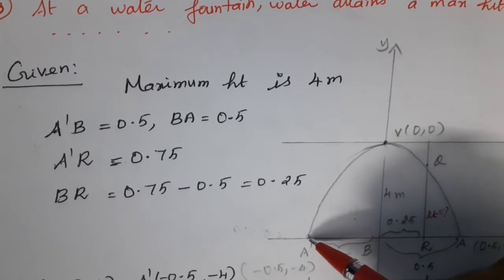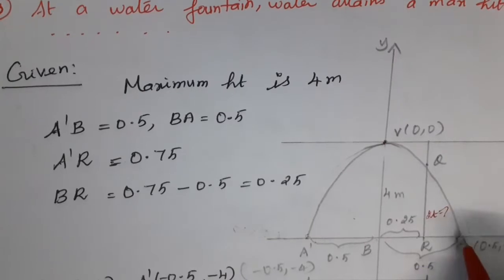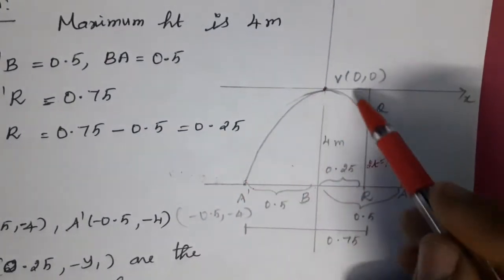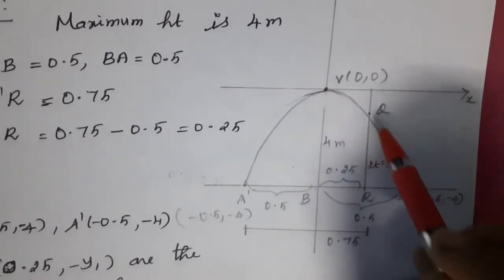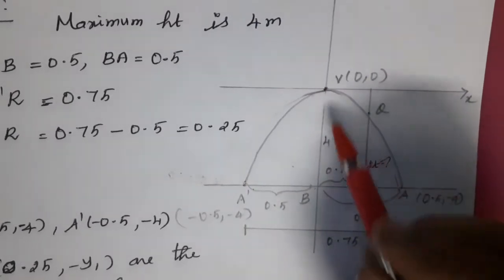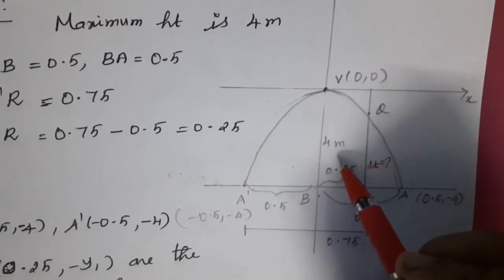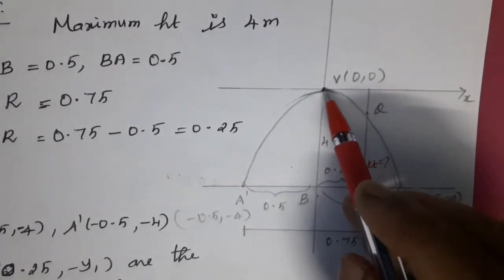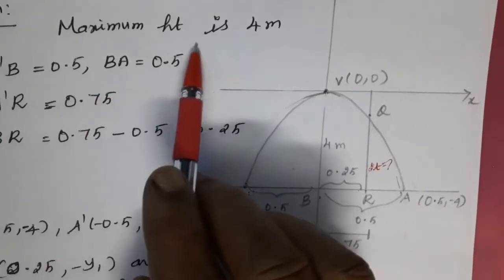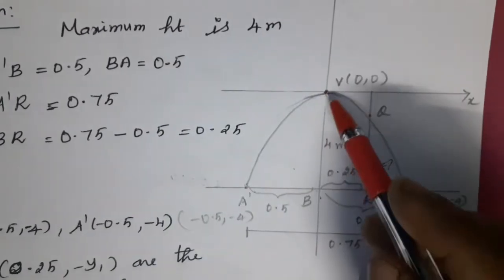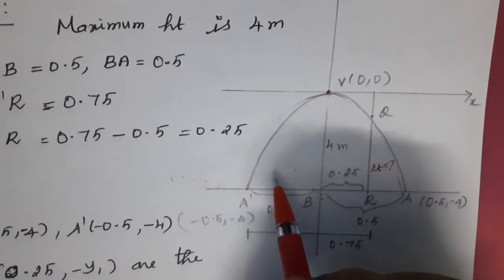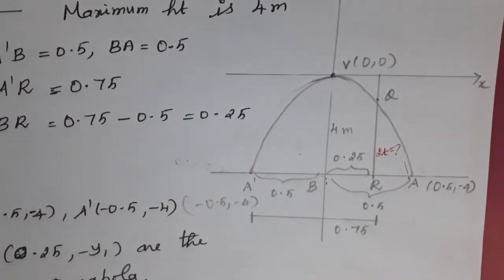The waterfall covers the horizontal distance from A dash to A. Remember, the waterfall is in the downward direction of the parabola, an open downward parabola. The maximum height is 4 meters. So this is the vertex from the origin. What is the question given? The maximum height of the waterfall is 4 meters.